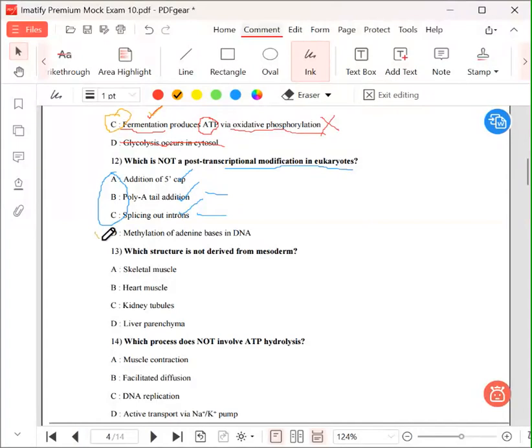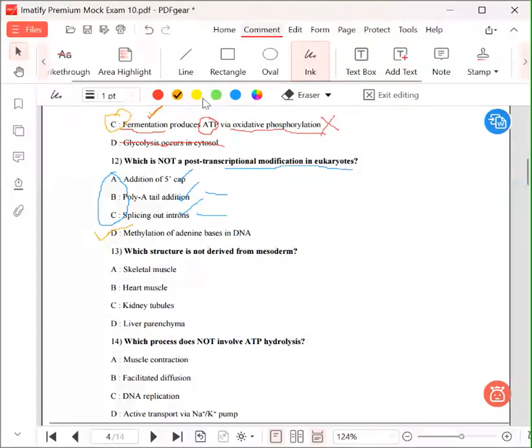is D, methylation of adenine bases in the DNA. So this is the correct option. And the reason behind it is that the methylation of adenine bases in DNA is just the addition of a methyl group into the adenine base, and it is used to regulate gene expression.